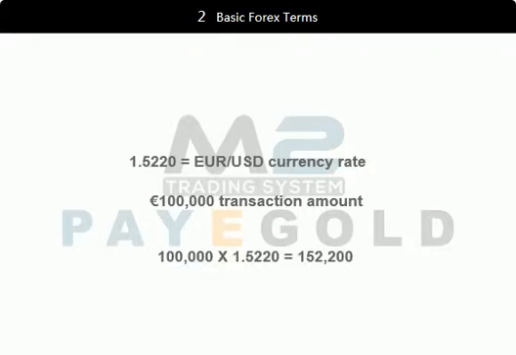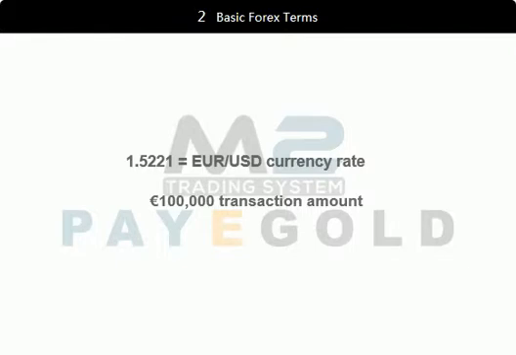A second passes and the exchange rate rises to 1.5221. By how many pips did the exchange rate rise? By 1 pip. And what is the current value of 100,000 euros? 152,210 US dollars, which is $10 more.